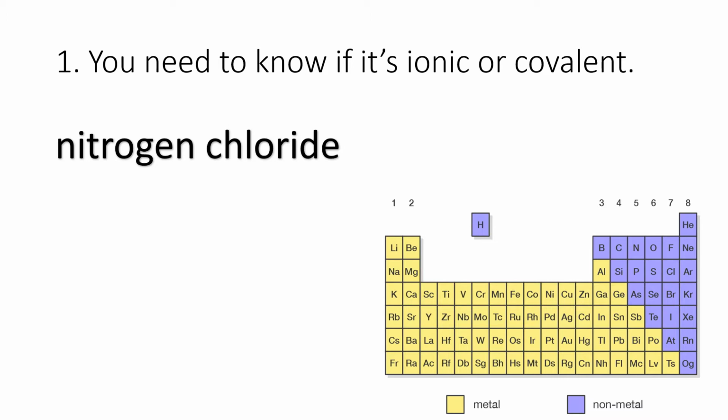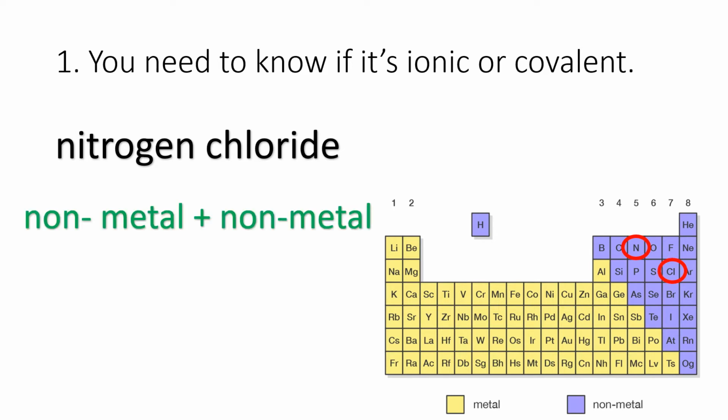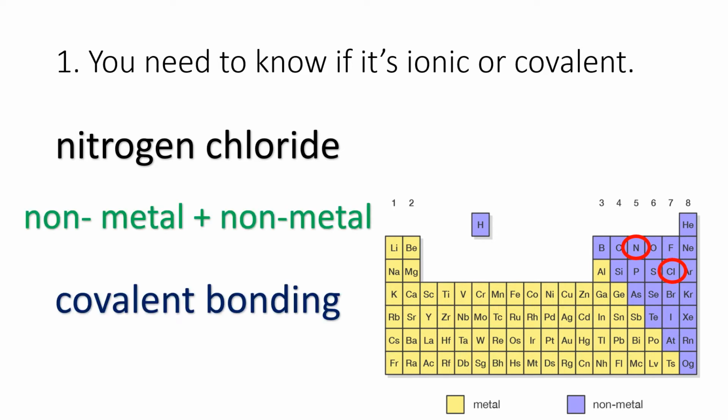Pause the video and have a go at nitrogen chloride. So nitrogen is group 5 over here, and chlorine again over here. So we have two non-metals, and therefore this is going to be covalent bonding.